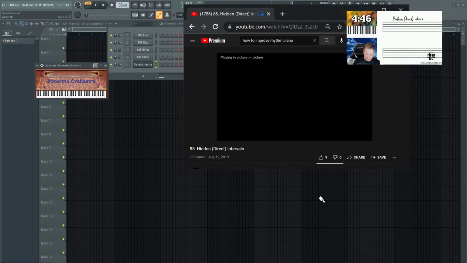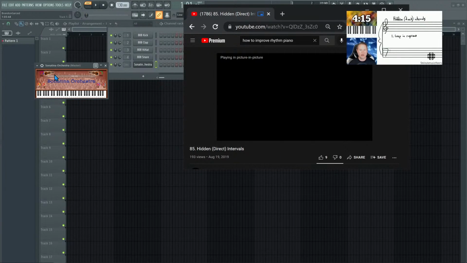So hidden intervals are called hidden because it's the effect of parallel or forbidden parallels, but they're somewhat hidden in the texture when this happens. So for hidden intervals to occur, we need to meet 3 criteria. Now, when writing, it's very easy to accidentally write hidden intervals, but when doing error detection, they're pretty easy to find because the first step that we need to have here is a leap in the soprano.